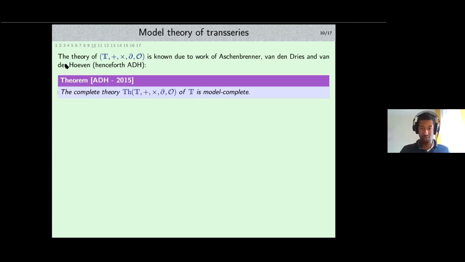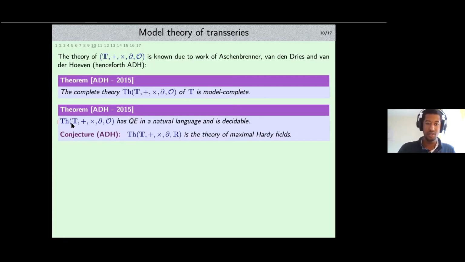So you have very strong properties for the theory, which is that the complete theory is model complete first, which means that in particular transseries are existentially closed. So every solution in extensions of transseries to differential equations already has solutions in transseries. Furthermore, you have quantifier elimination results in an extension of the language of differential ordered fields. And you have an axiomatization. So the theory is decidable. I will give the axiomatization in a moment.